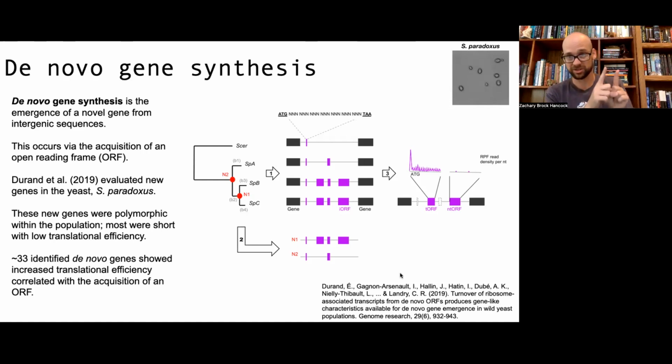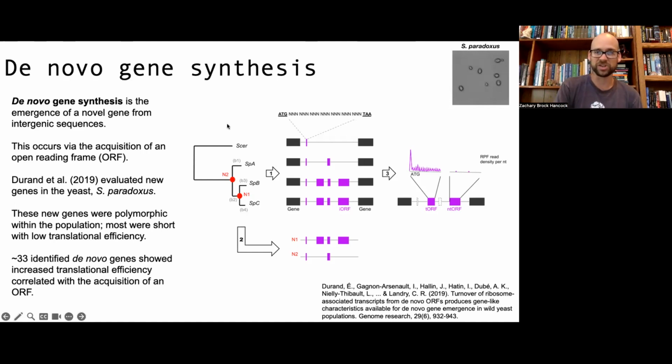It's a sister group to this species, and so what they were able to do is look at all the intergenic regions that exist in Saccharomyces cerevisiae and ask, okay, have any of those intergenic regions in Paradoxus acquired genes that don't exist in Cerevisiae? So what they found is that since Paradoxus is a really big population that is spread across the globe, they were able to subset it by populations and then evaluate each of these populations. And indeed, they found that there were de novo genes that were polymorphic within Paradoxus. So some individuals had acquired these open reading frames and some had not.